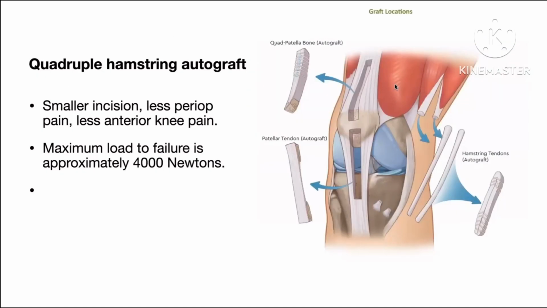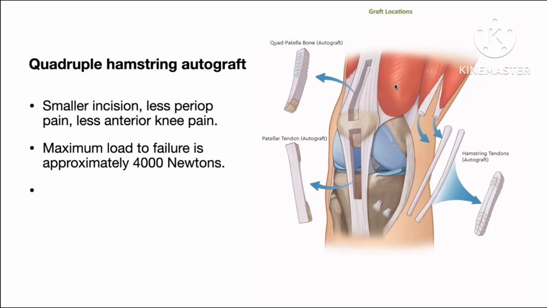So sa quadruple hamstring autograft, there is a smaller incision, less periop pain, and less severe knee pain compared to bone-patellar tendon-bone. And the maximum load to failure of a quadruple hamstring autograft is 4,000. There is weakness in extension, since you remove the hamstring. And you have the single bundle and the double bundle; based on multiple papers, same outcome.